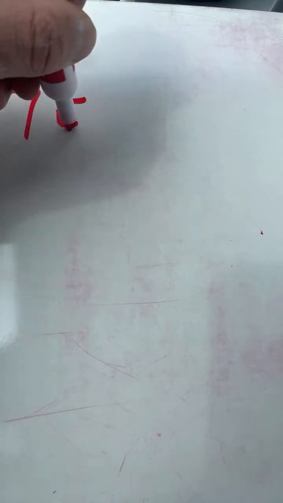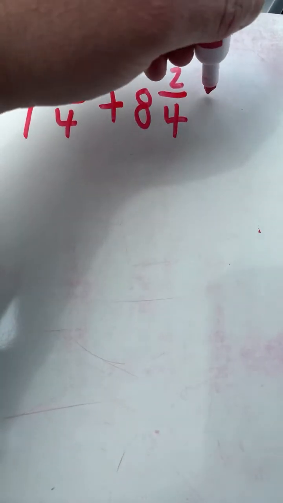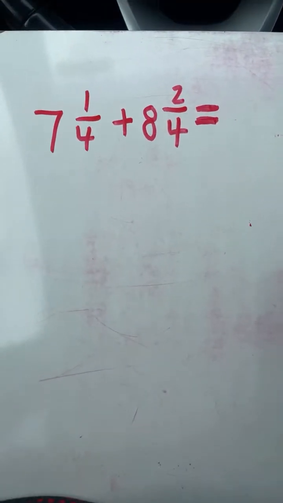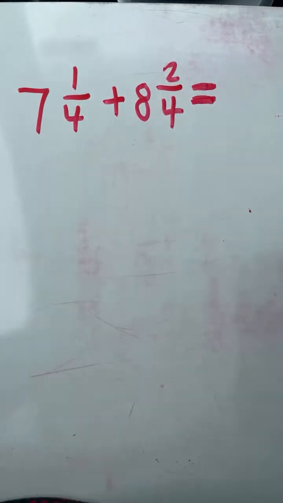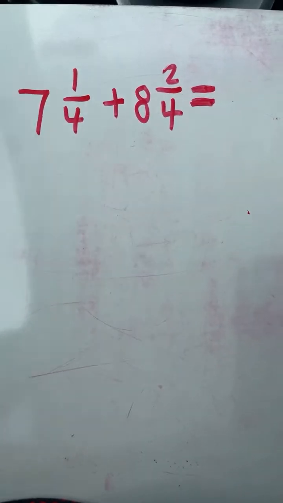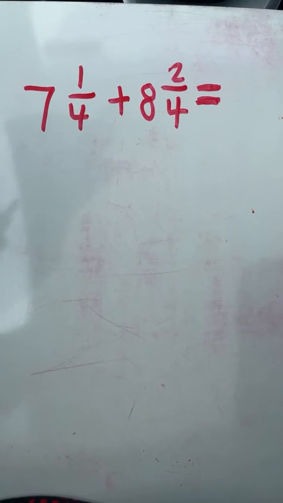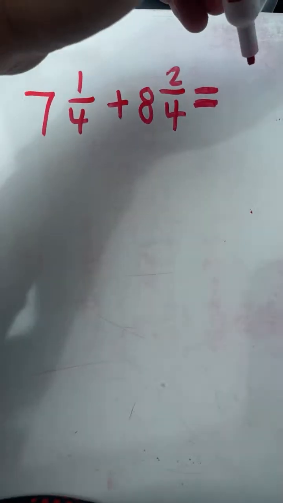All right, next example problem. 7 1/4 plus 8 2/4. Now, I was separating the whole numbers and fractions so it's easier to see. But if you have it down, you can leave everything as is if you already have the steps mastered. But step 1, we add our whole numbers. So step 1, we're going to add 7 plus 8. 7 plus 8 equals 15.